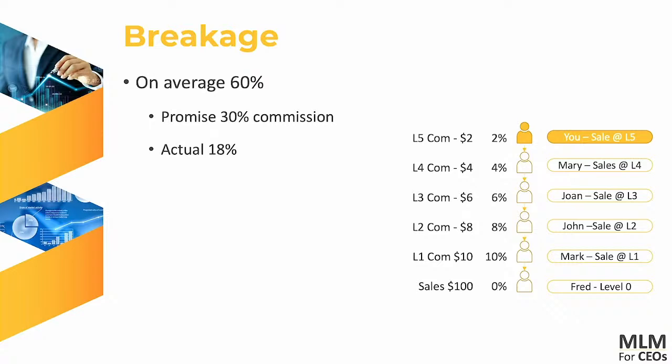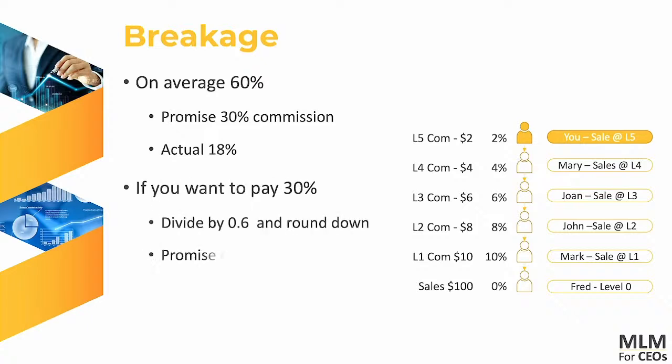That is the reality, because breakage kicks in, and on average, it's going to pay out around about 60% of what you're promising. Now, let's say that you wanted to actually pay out 30%. Well, you could just take your commissions, divide by 0.6, and then round down, and that would give you a very safe space to play in terms of promising commissions. So you promise 48%, but in reality, you only pay out 30%.